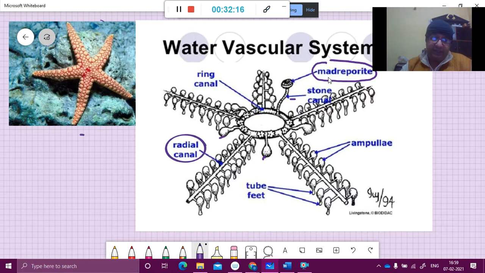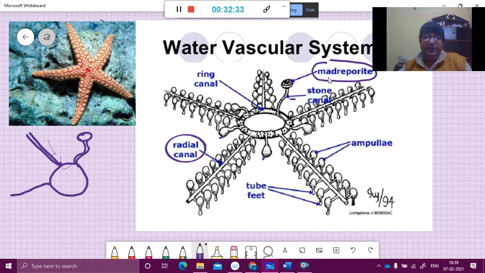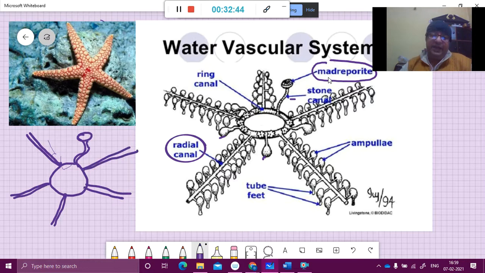So essentially you have the madreporite. From madreporite, the stone canal, it leads into a ring canal. The ring canal then leads into the 5 radial canals, 5 arms. And from each of them come out structures, lateral canals. From that structures you have structures known as ampullae coming out.